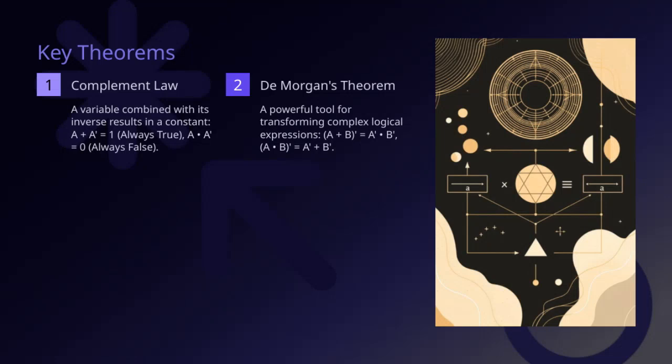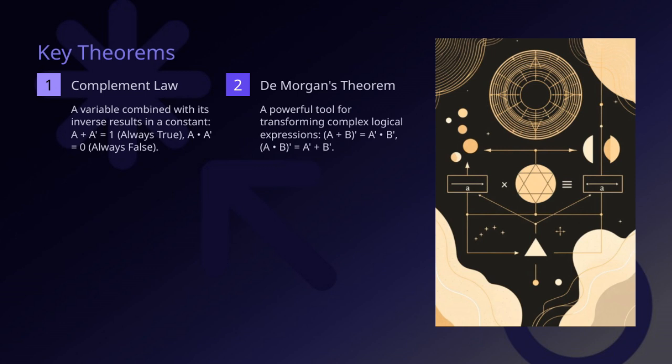Let's take a closer look at some of the key theorems that help us simplify complex logical expressions. First, we have De Morgan's theorem, which is a powerful tool for transforming logical expressions involving NOT, AND, and OR operations. For example, the negation of a sum, NOT of (A plus B), can be rewritten as NOT A times NOT B. Similarly, the negation of a product, NOT of (A times B), can be expressed as NOT A plus NOT B. These transformations are incredibly useful because they allow us to convert expressions into forms that are easier to analyze or implement.